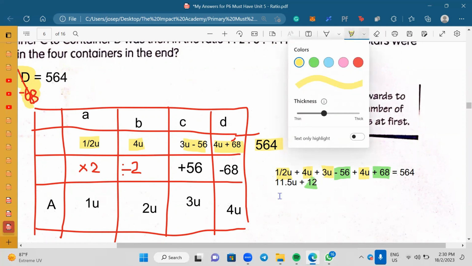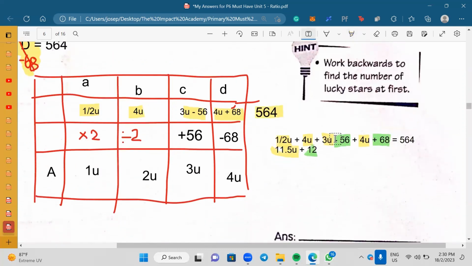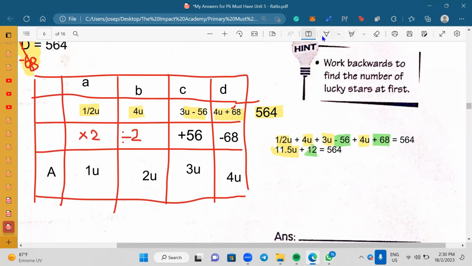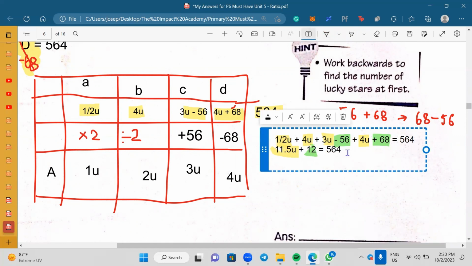Can you all see? Can you follow the green and the green? Equals to what? 564. Understand so far? Guys, I asked you a question. You all know how I got the 12 or not first? You see, minus 56 plus 68, isn't it also 68 minus 56? True? Yes. Understand so far? Therefore, your answer has to be 12. Understand or not? Okay. You can use your calculator.